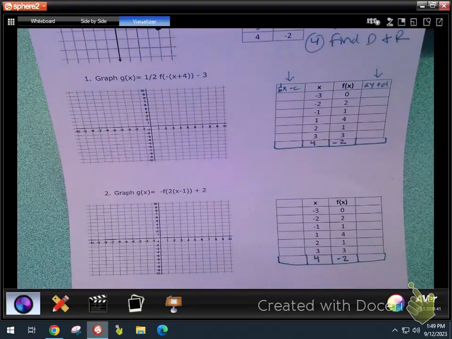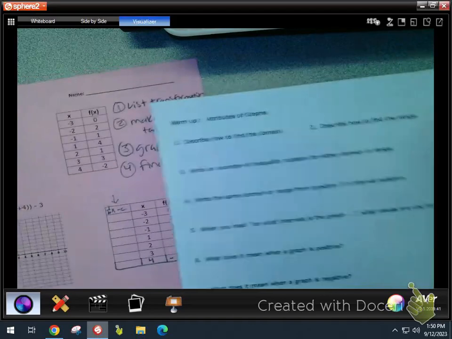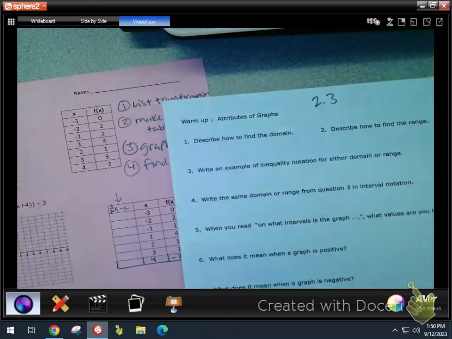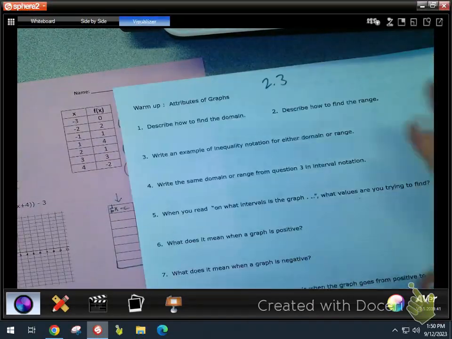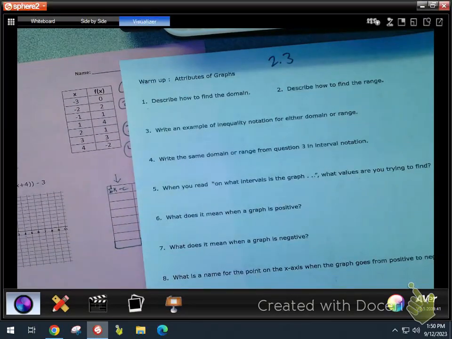The back is just like what we did in the notes: writing, describing, all that good stuff. So we're going to work on that. The other thing we're going to do, and then I'm going to give y'all some time to work: this is kind of a review over lesson 2.3. It's words. They go pretty fast, but it's just like, what does it mean for your graph to be positive? Can you tell me that? What does it mean for your graph to be negative?